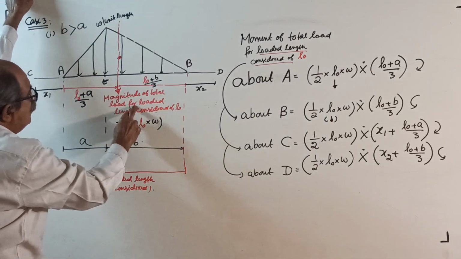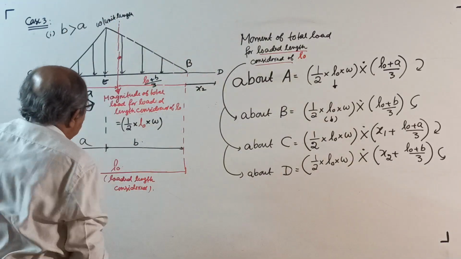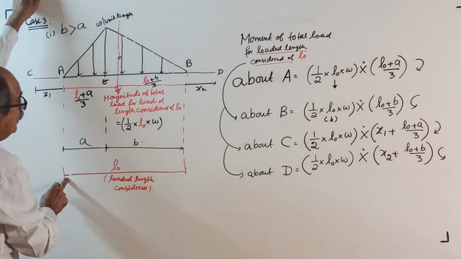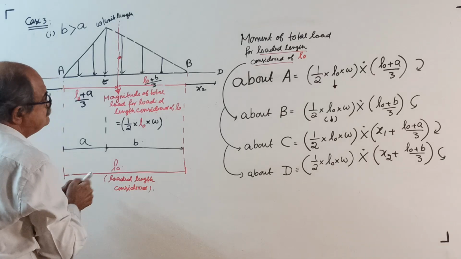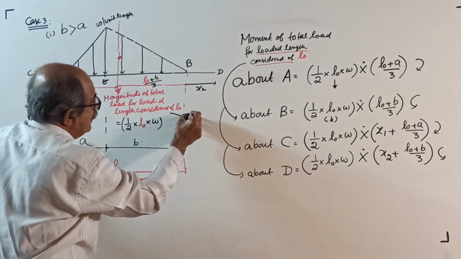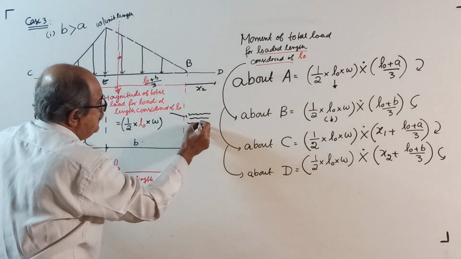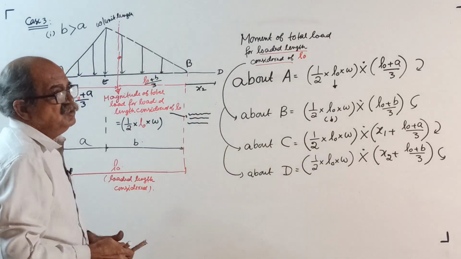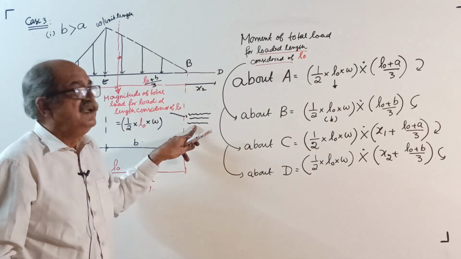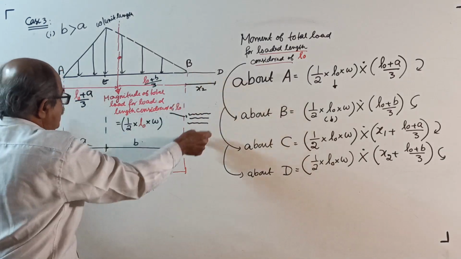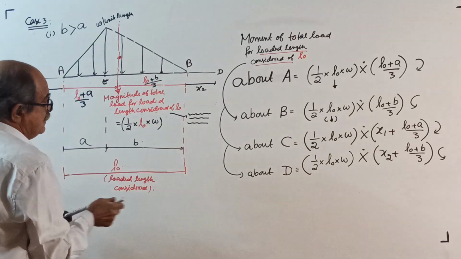Magnitude of total load for the loaded length considered, L naught, equals half into L naught into W. Those who want, write here. I will not give it, you write. Given by area of the loading diagram for the entire loaded length L naught. Those who are serious should write: given by area of the diagram representing the load for the entire loaded length considered, L naught. Over.